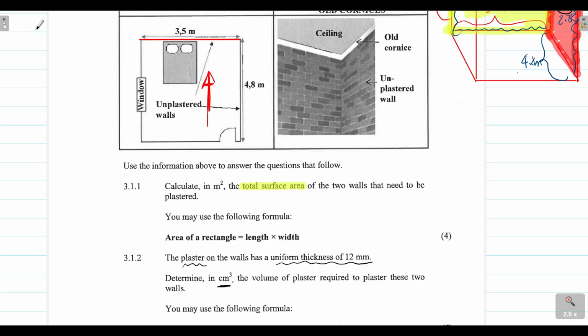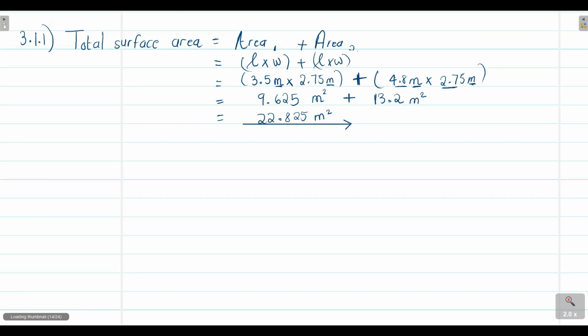So the keyword in this question is that we are calculating volume. And when we're calculating volume, we've got length, width, and height. Or we can even say we've got the area multiplied by the height, or the area multiplied by the thickness. So in this case, because we've already calculated the total surface area of these two walls, for us to determine the volume of the plaster that will be required, we can just multiply the total area that we've obtained of 22.825 meters squared by the thickness.